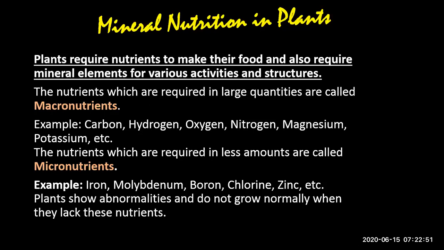Plants show abnormalities and do not grow normally when they lack these nutrients. If the plants are not able to get the macronutrients and micronutrients from their environment, they will show abnormal behaviors. They will show abnormal growth, such as stunted growth or yellowing of leaves. Stunted growth, which will come up ahead as well, means the plant is not growing or the growth is very slow and the plant is not a tall plant. It's a plant which has a limited amount of growth, which can affect that plant badly. So that's why these nutrients are essential for life.